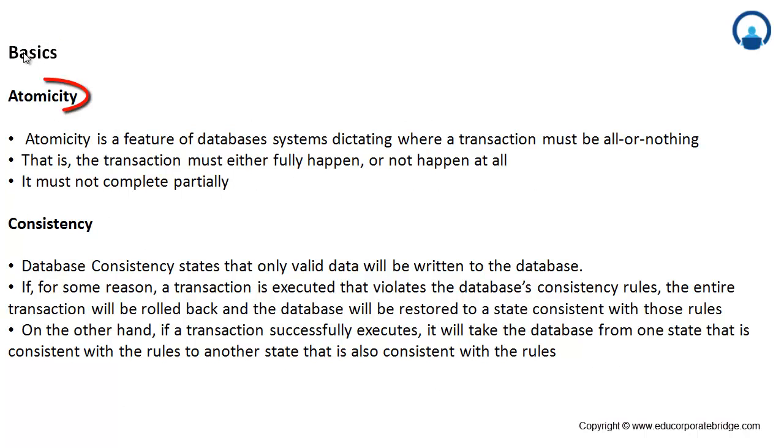The first one is atomicity. Atomicity is a feature of database systems dictating that a transaction must be all or nothing. That is, the transaction must either fully happen or not happen at all. It must not complete partially.